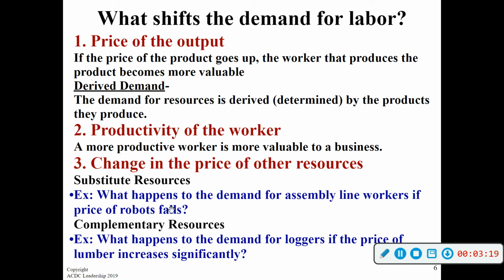But anyways, complementary resources says what happens to the demand for loggers if the price of lumber increases significantly. This is kind of like derived demand in a way. If the price of lumber increases, the business is going to now want to produce more. So over here in the product market, we see an increase in price, and so there's going to be an increase in the quantity supplied based on the law of supply, not demand. And so the business is going to want to produce more. Well, if they want to produce more, they're probably going to have to hire more workers. And so you're going to see an increase in demand for labor because the price of the product went up over here in the product market.